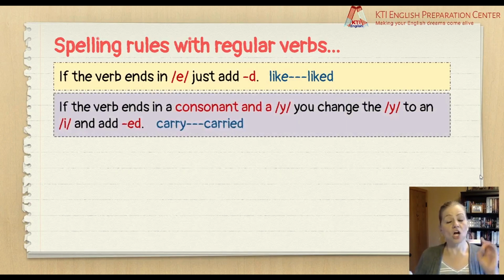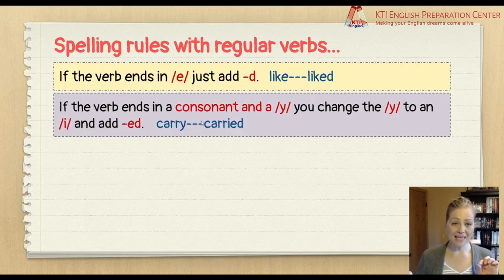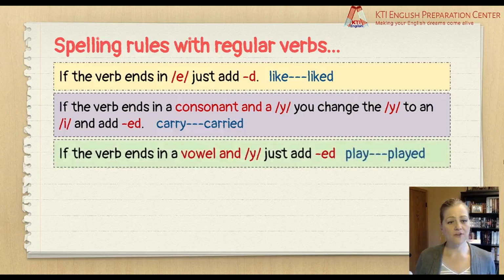If the verb ends in a consonant and a Y, you change the Y to an I and add ED. So carry, we have consonant, R. Y is a consonant, but in this case it's sounding like a vowel. It sounds like the long E sound. Carry, we change that to an I and we add ED. So that's how you spell carried. If the verb ends in a vowel and a Y, we just add ED. So play, AY, just add ED.